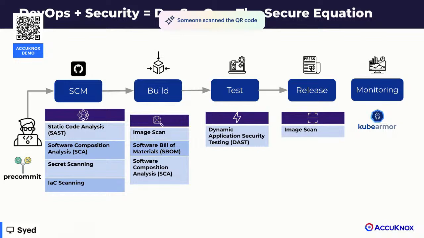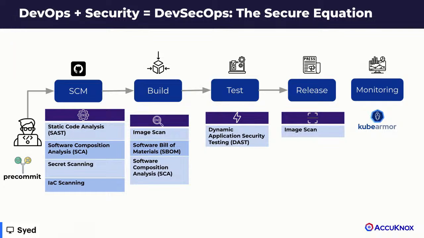Then after the test, the application will be released in the staging environment, and there is a need for registry scanning. You have to schedule the image scanning of the images in your registries, so that you will be able to find out if there are any new vulnerabilities, and then you can fix that in the code base and in the image itself.